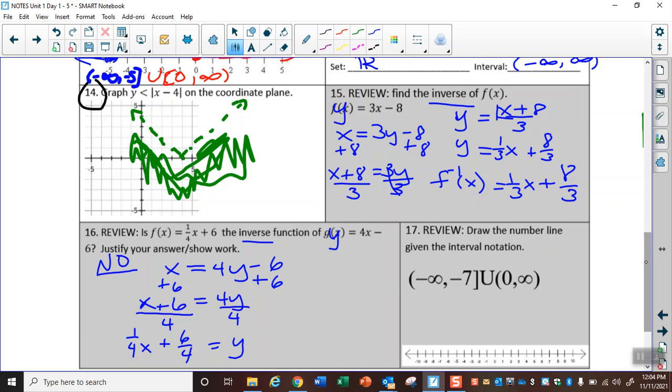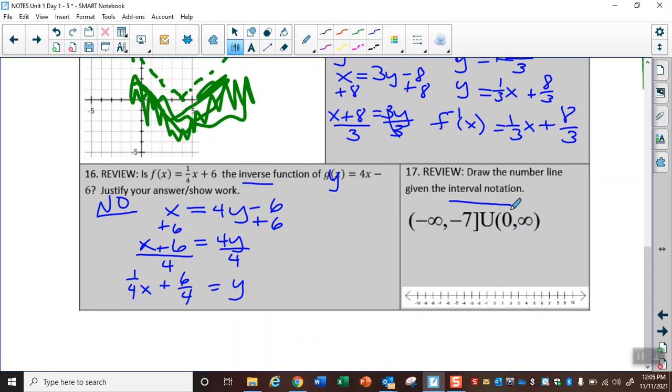And then here we're just writing the interval notation. So I've got negative infinity to -7. So here's -7, and it's a solid circle because it's got the square bracket. And it's going from negative infinity, so it would look like that. And then the union, because I have another one here which starts at 0, but it's parentheses, so it's an open circle at the 0. And I go forever to the right. And there's that.